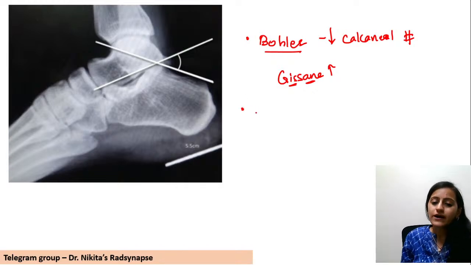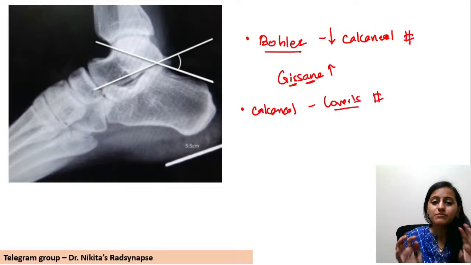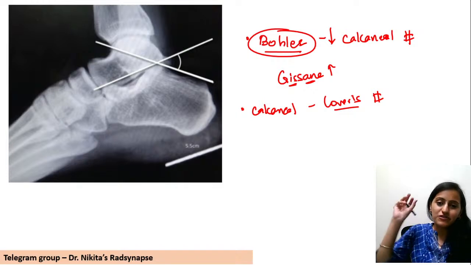So I hope all of you remember the calcaneal fracture, also called the lover's fracture. Right, the story mnemonic of our Virat and Anushka. So Virat doing the bowling, that is Bowler. Gisane's: he first rubs the ball, then bowls.